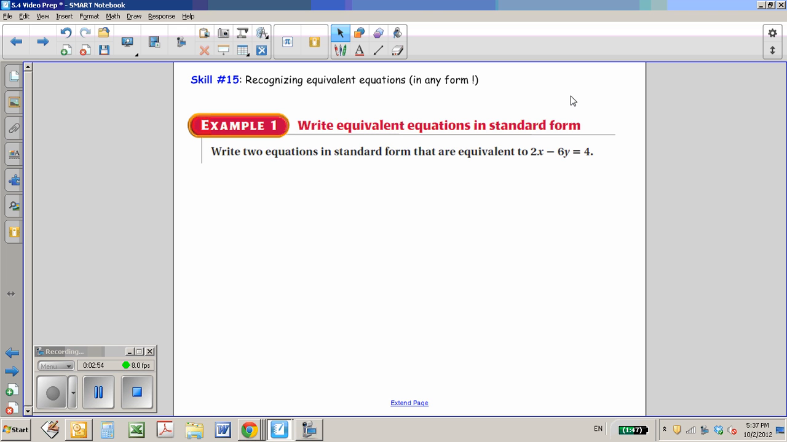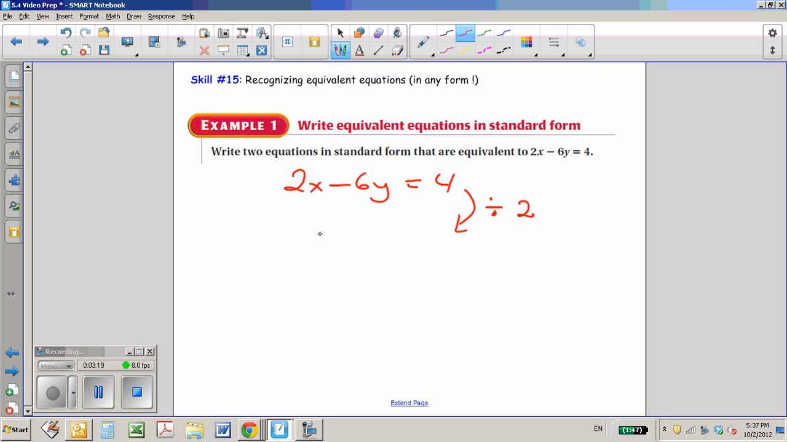Okay, so example number 1: write two equations in standard form that are equivalent. You have two options. You can either simplify your equation if you can, or make it more complicated. I have 2, 6, and 4, which are all divisible by 2. So here's my original equation. My first equivalent equation is going to be reduced by 2, so I'm going to divide everything by 2. So 2x divided by 2 is x, 6y divided by 2 is 3y, and 4 divided by 2 is 2. Notice that I did divide every single part of the equation by 2.